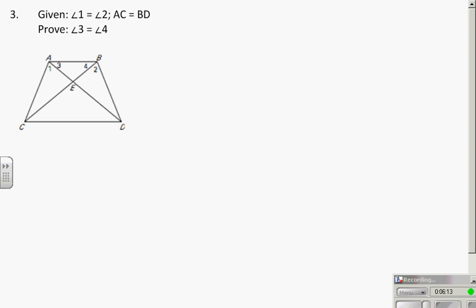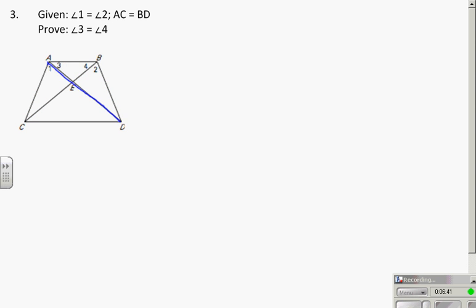Proof number 3 in this lesson, a little more complicated, and this is where proofs get fun. This is a matter of really needing to look at the picture. There are actually 3 sets of potentially congruent triangles, and I'm going to mark them first. So I have this overlapping triangle and this overlapping triangle that I could be working with.